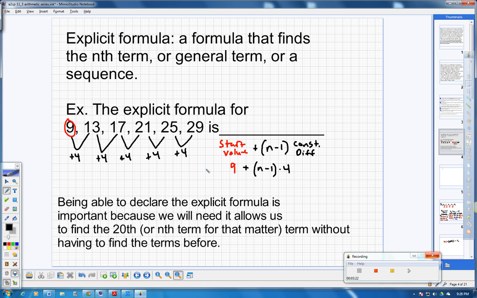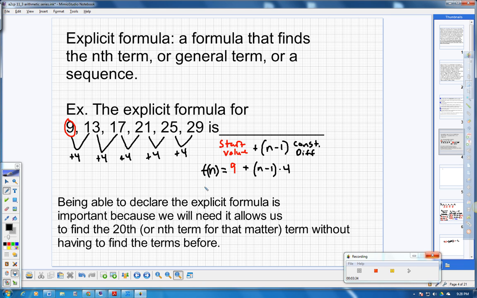So I could say t with respect to n, and that's just function form. I could also call that t sub n as 9 plus n minus 1 times 4. And I could find the 100th term. I could find the 1000th term. I like to keep going with this. I like to call it the linear form of the function.